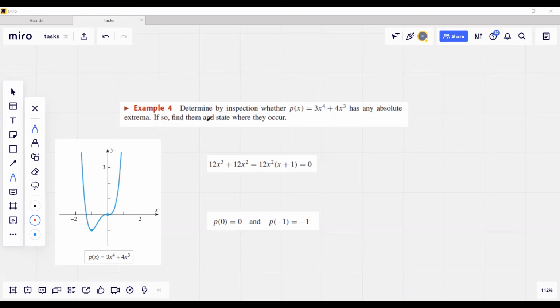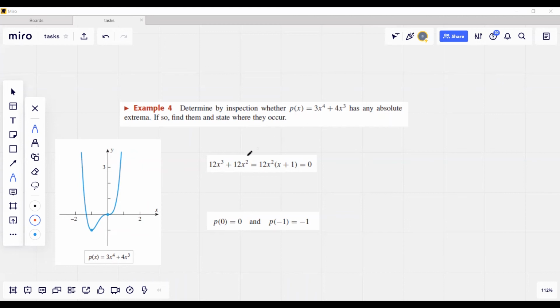Let's determine by inspection whether the following polynomial has any absolute extrema. If so, find them and state where they occur. So this polynomial has a leading term with even degree, and the leading coefficient is also positive, meaning that it's going to increase without bounds when x goes to plus and minus infinity, meaning that this polynomial has no absolute maximum, but it is going to have an absolute minimum.